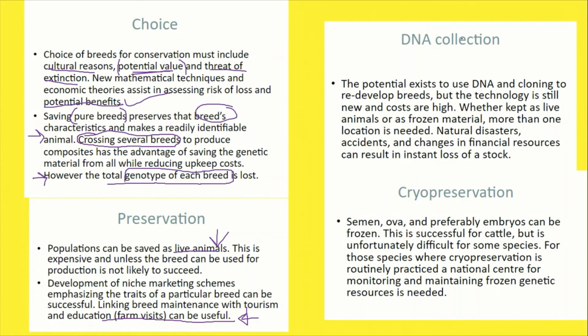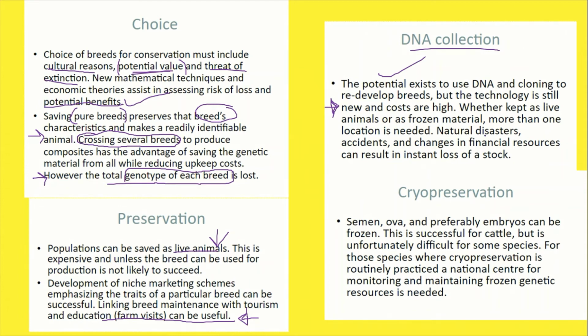And then DNA collection, of course, we said this is another way. You can just extract the DNA. The potential exists to use DNA and cloning to redevelop breeds, but the technology is still new and costs are very high. Of course, cloning technologies are not highly used, but we can extract DNA either way and have it stored. Whether kept as live animals or as frozen material, more than one location is needed.